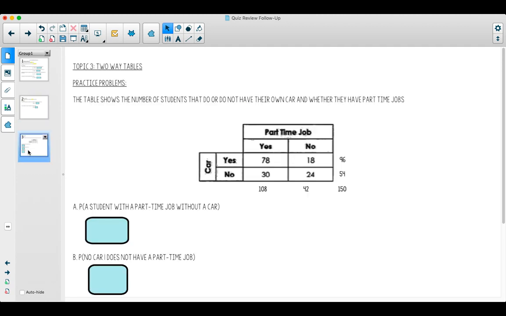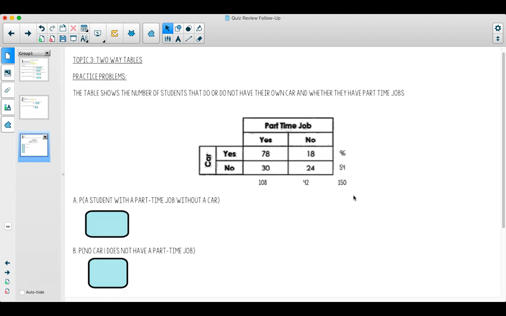And on our last topic, we're looking at two-way tables. We have a table that shows the number of students that do or do not have their own car and whether they have part-time jobs or not. The first thing I did was fill in the totals. So 96 have cars, 54 don't have cars, 108 have part-time jobs, 42 don't have part-time jobs. A total of 150 people were surveyed.